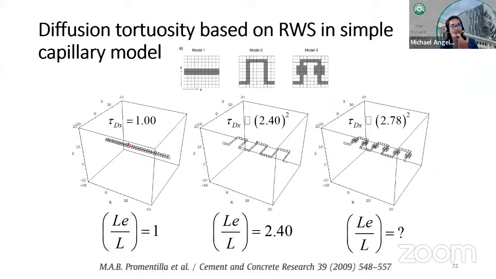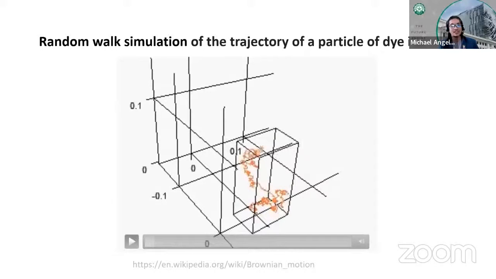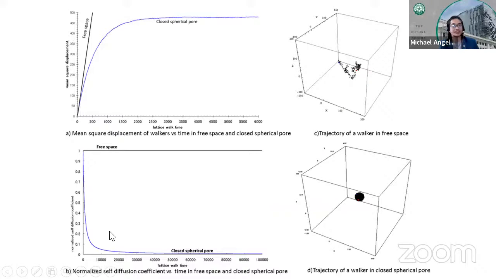And we tested it first in something that we can track, like a simple capillary model. Then, of course, we can do the simulation for a free space, 100% porosity. And of course, we can also try this for an extreme situation where it's isolated, not connected. And you can see that we can estimate accurately this diffusion tortuosity using random walk simulation.